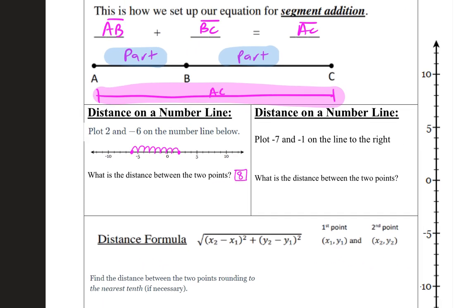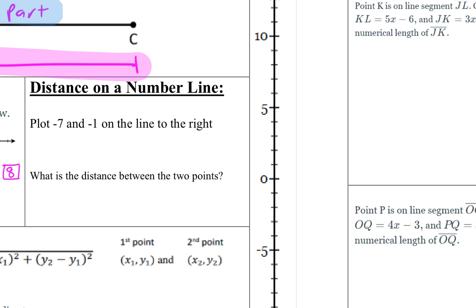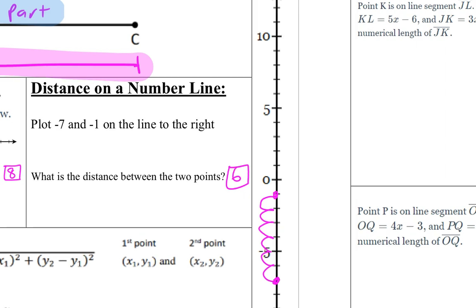Okay, now what about this? If we see this line, this one's going up and down, right? It says plot -7 and -1 on the line over here, right? So -7 would be down here, and -1, we know that 0 is above it, so it has to be below it, right? So for the distance, once again, we're going to count. I'm not going to say 1, 2, 3, 4, 5, 6, 7. I'm going to start with 0, right? So 0, 1, 2, 3, 4, 5, 6, right? So the distance on that is 6.